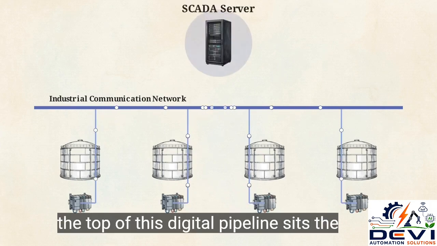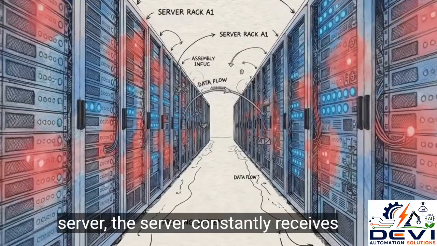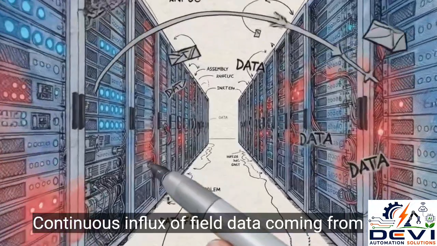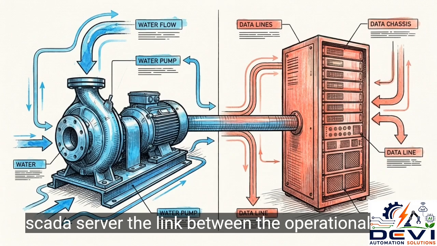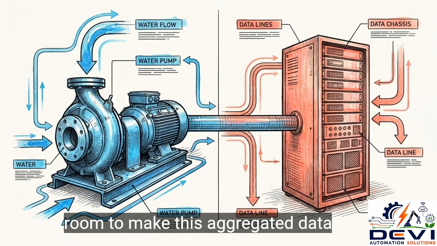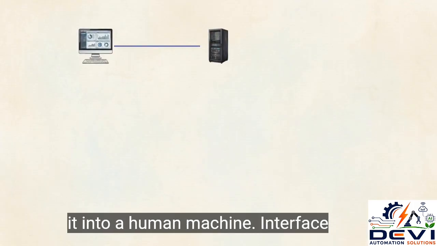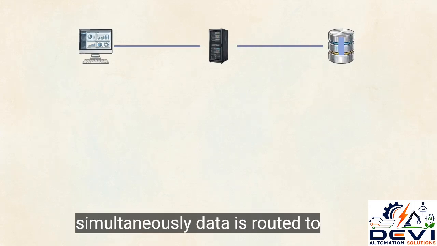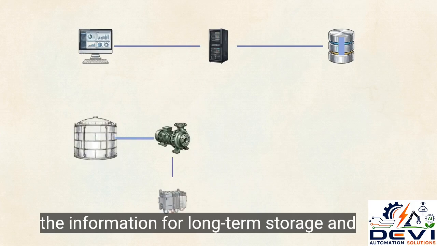At the top of this digital pipeline sits the central brain of the architecture, the SCADA server. The server constantly receives, aggregates, and intelligently routes the continuous influx of field data coming from across the entire plant. This makes the SCADA server the link between the operational technology in the physical field and the information technology processing in the control room. To make this aggregated data legible to a human, the server feeds it into a human-machine interface, or HMI. Simultaneously, data is routed to the historian database, which archives the information for long-term storage and analysis.